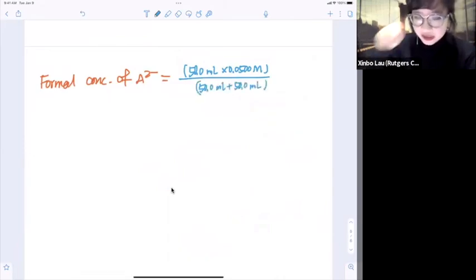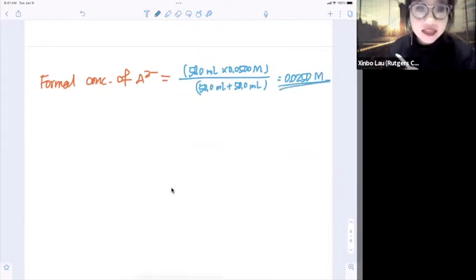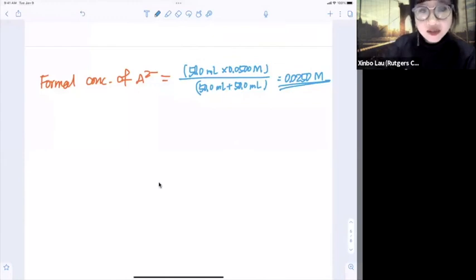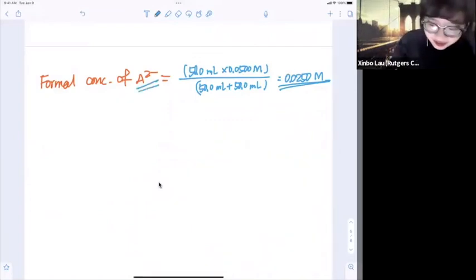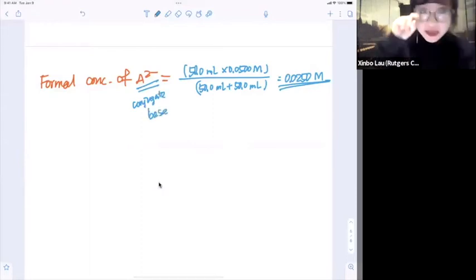Okay, so of course we can cancel the milli. Now we do get molarity of this calculation, 0.0250 molar. Okay, so then that's the concentration of this A2 minus. Then the next question for you is, how is it going to behave at this point? You go, what is it? A2 minus and what? It's a conjugate base, right? So that's the conjugate base, or that's the most basic form.